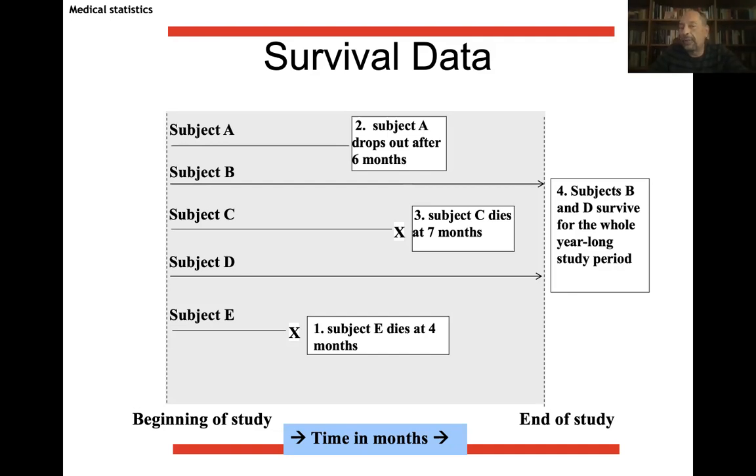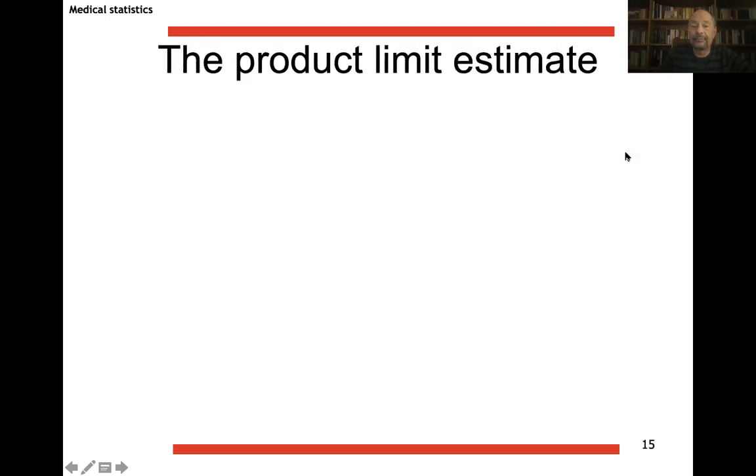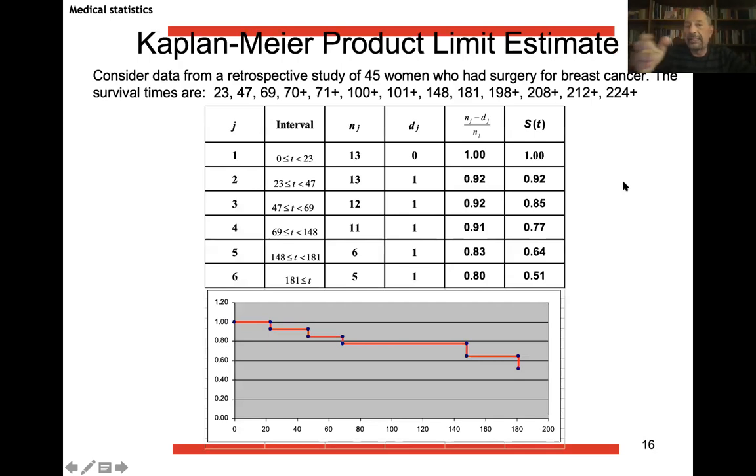by 5 would include this one as a survivor, the subject A, and 3 divided by 5 would include this one as survivor, and 2 divided by 5 would assume that this patient died. So that's essentially how it looks like.